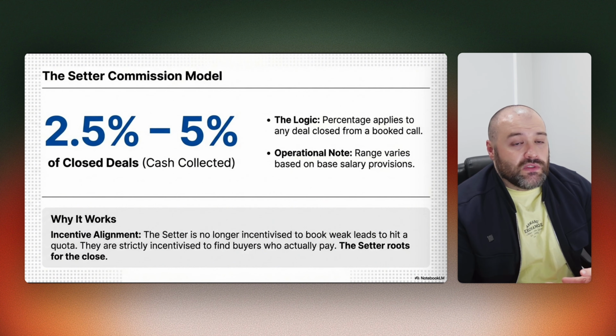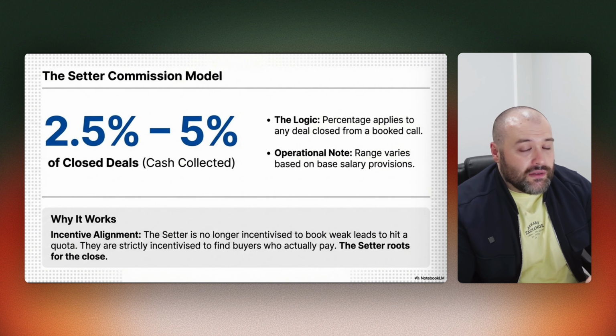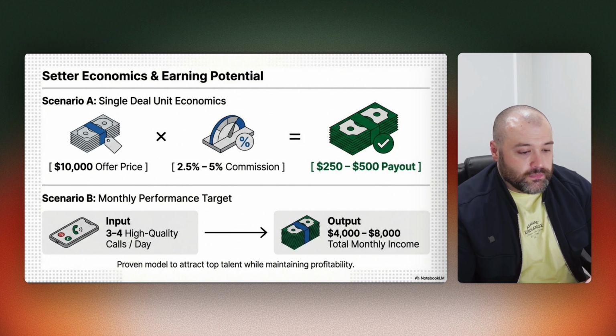Now, if you can't do that with just the commission structure, you have to incentivize with a bit of base salary. It sucks, I know. It's not logical in terms of protecting your margins, but you're going to have to do that to attract A players to your team. So just keep that in mind.